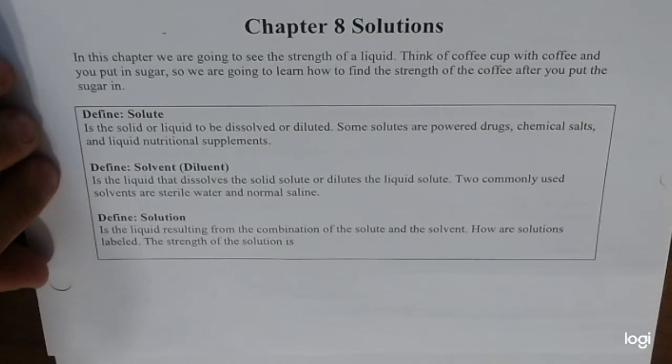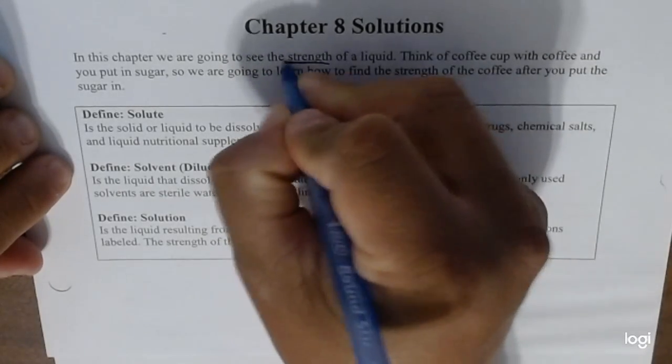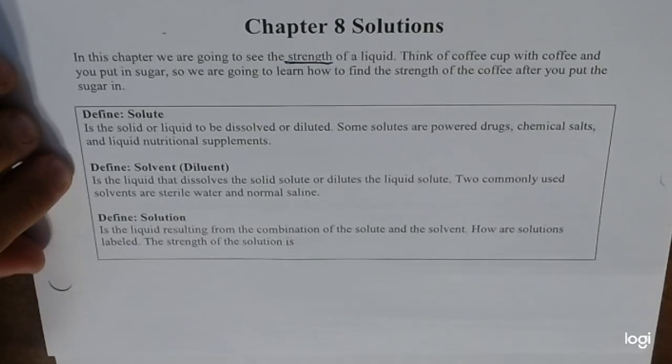Okay, so this is chapter 8. It's called Solutions. This is a pretty short chapter, but it has a lot of information in it. It's a little different from what we talked about before in the other chapters as well. In this chapter, we're going to talk about the strength of the liquid, so how strong the drug actually is.